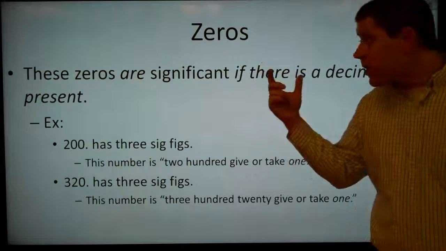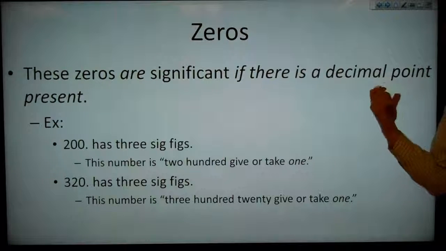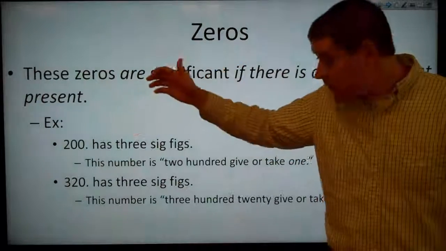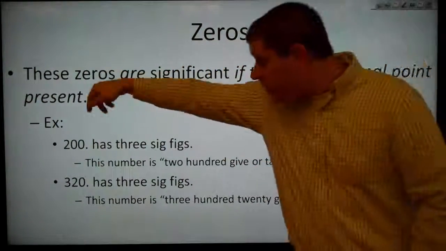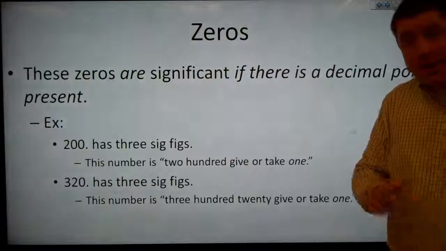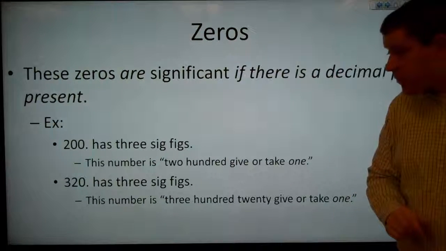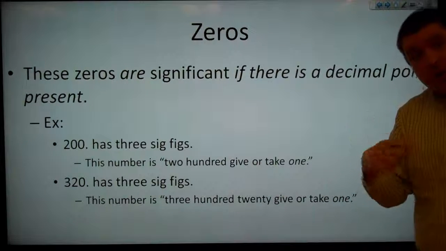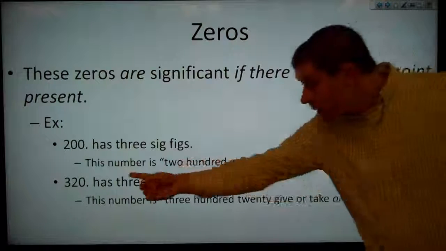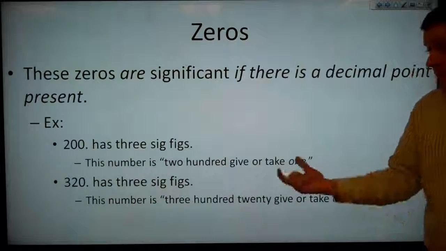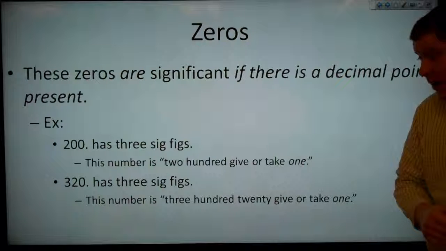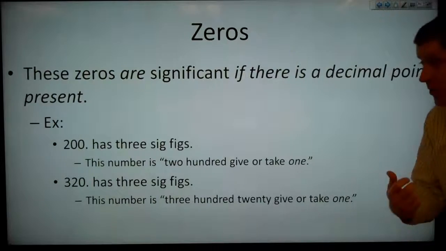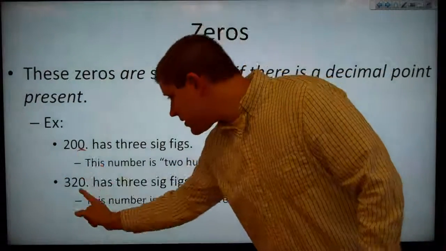But such zeros are significant if there is a decimal point present. So if we have 200 decimal point, so 200 point, now we have 3 sig figs because now both of those zeros count, because now there's a decimal point present. And this number is 200, give or take 1. Whereas on the last slide we have 200, give or take 100. If we have 320 decimal, we have 3 sig figs, because now that 0 counts, and this number is 320, give or take 1.